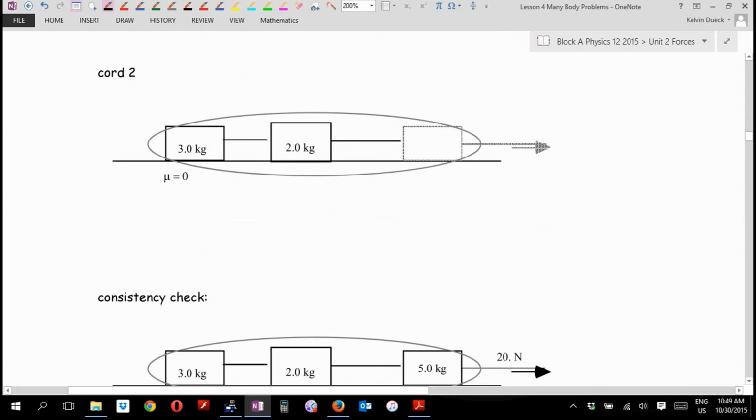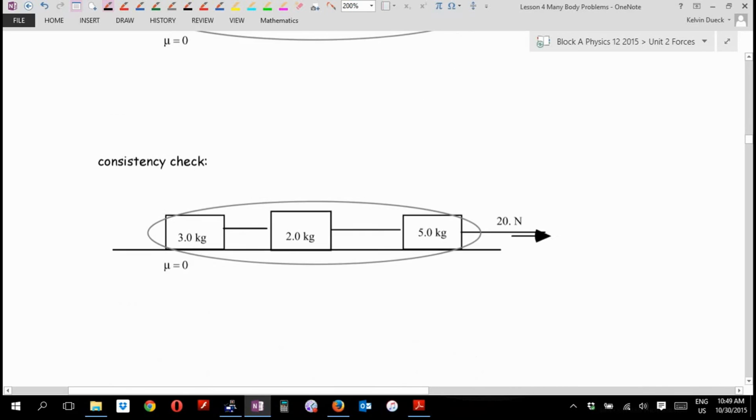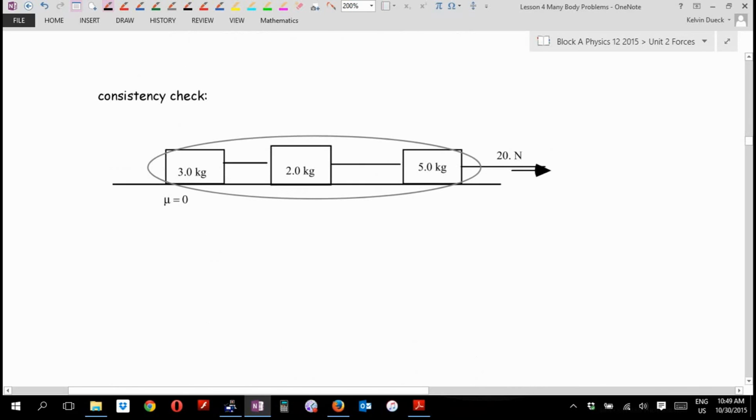So it says cord 2, and for some reason I wanted you to use mass 2. I'm going to say no. I'm going to do mass 3. What are the forces acting on mass? Oh, no, sorry. Mass 3. Who's winning? Mass 3. Who's winning? 20. Who's losing? Minus tension 2, and that equals mass 3 times A.